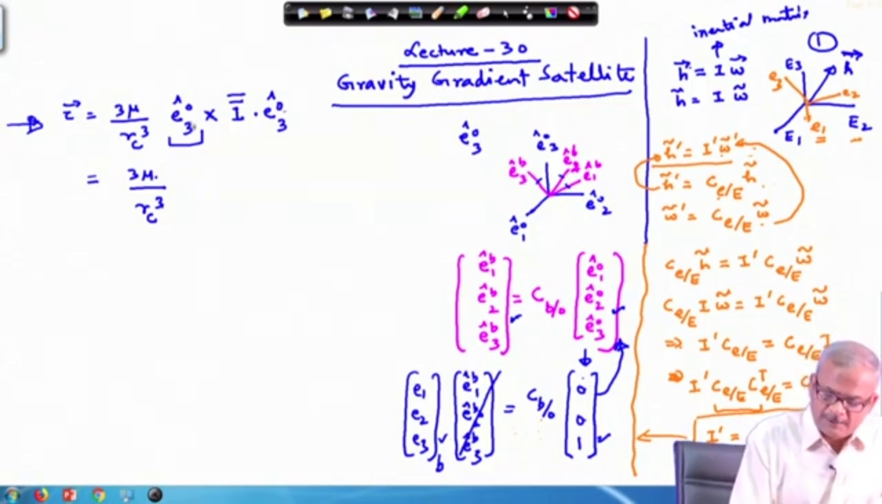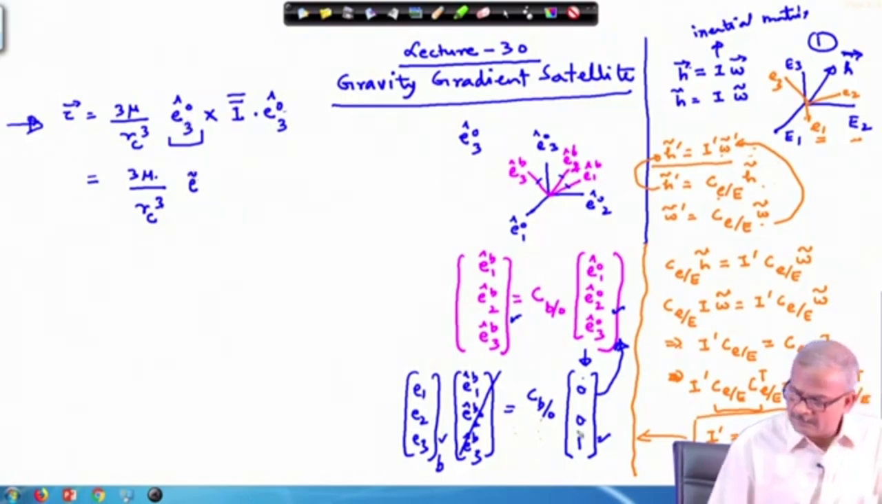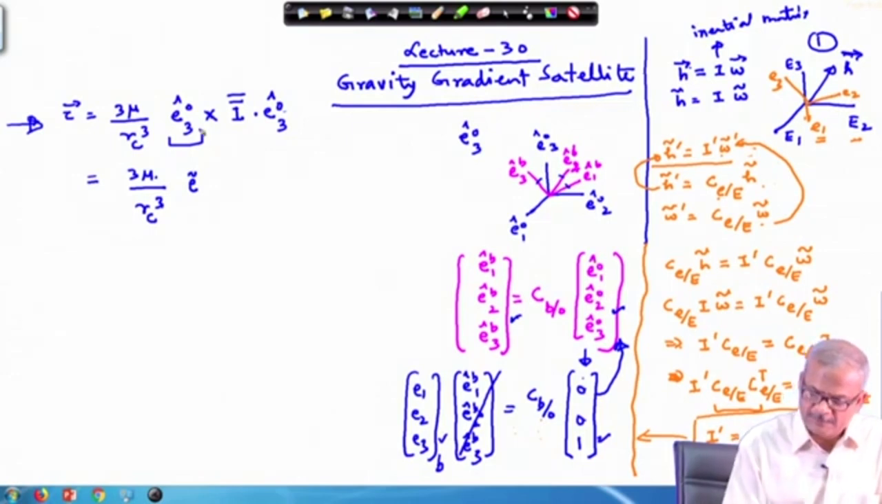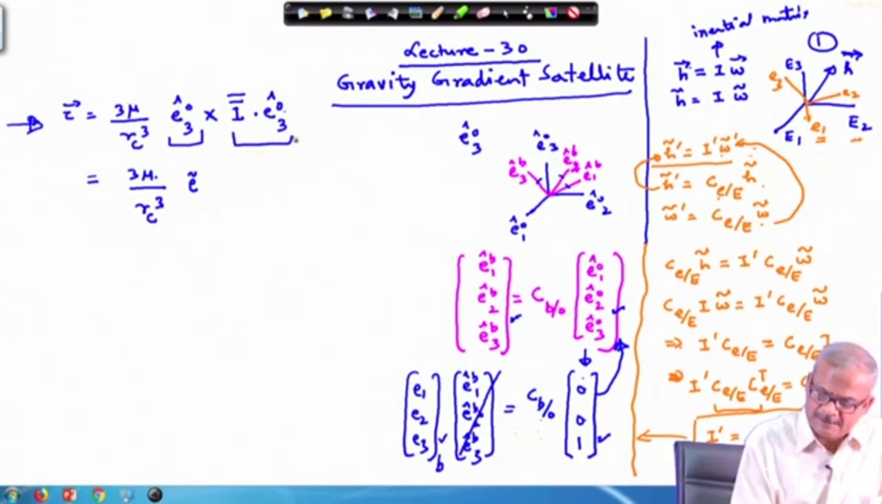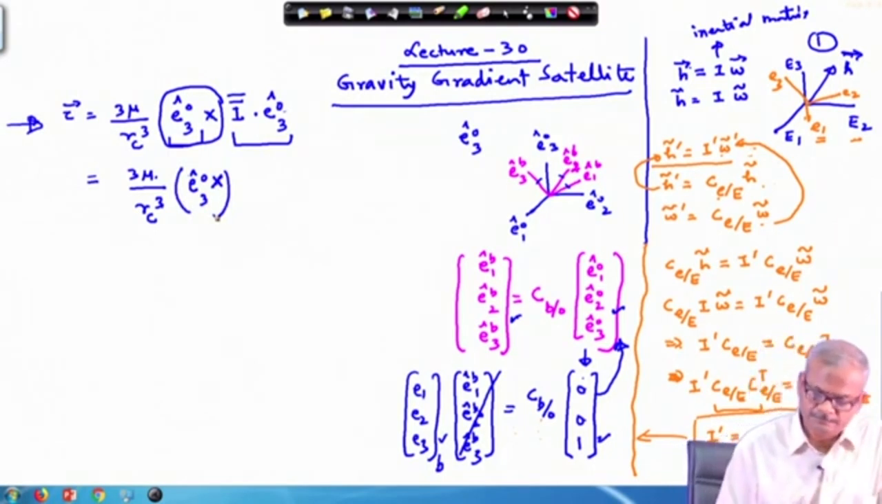As you remember, we can utilize this notation, where this is a unit vector along this direction. So this time we have converted this cross, e cap 3 cross, because this is a unit vector, and then the dyadic I dot e cap 03. Accordingly we can change it.